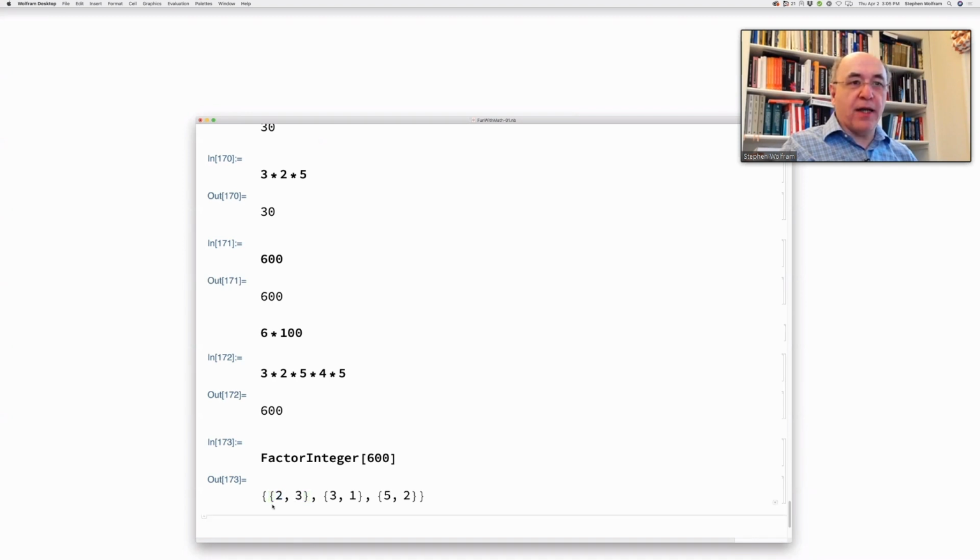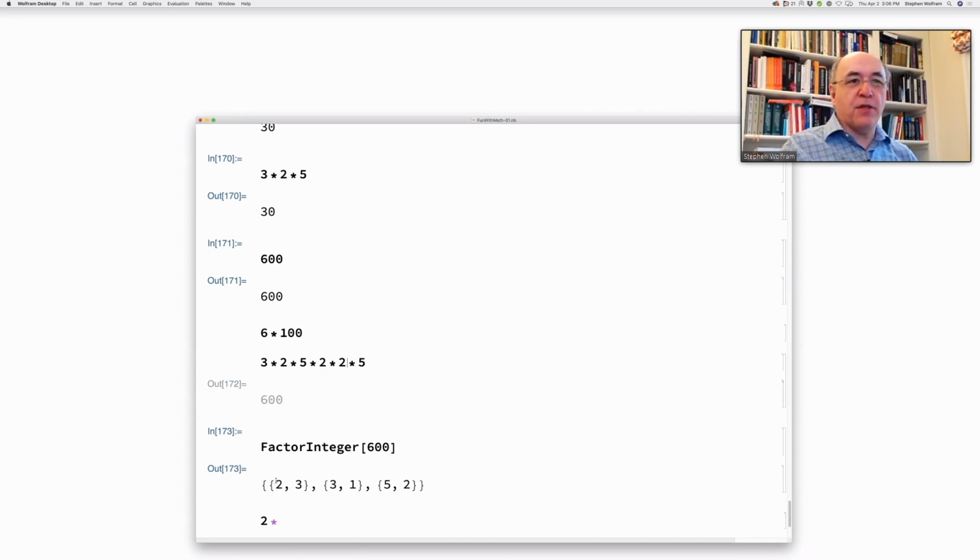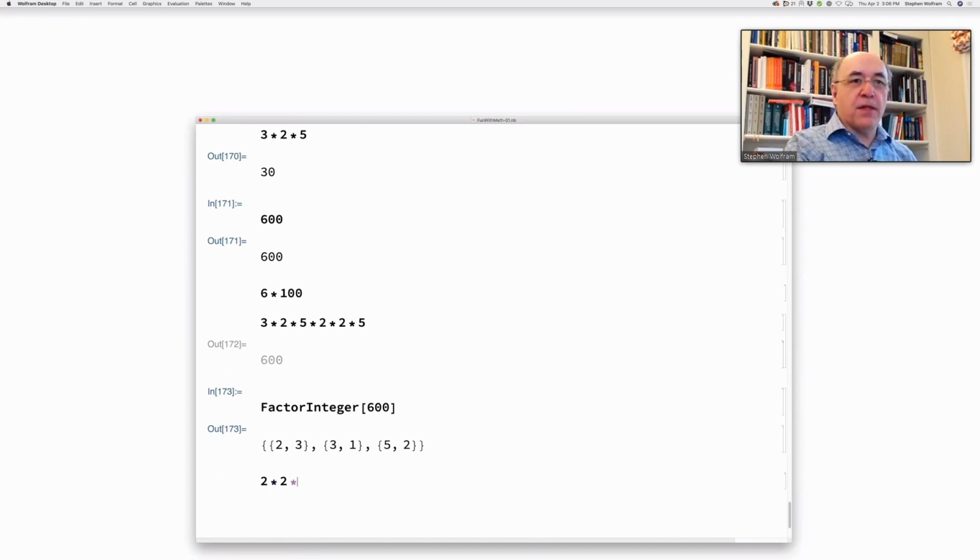So this is saying it's equal to, oh, I cheated here. That's not a prime number. That's not allowed. It should be that. I've got to write my 4 as 2 times 2. So here, this is saying that 600 is 2 times 2 times 2 times 3 times 5 times 5. Otherwise, we can say this is 2 to the power 3 times 3 to the power 1 times 5 to the power 2.